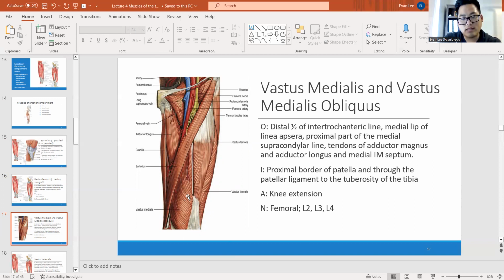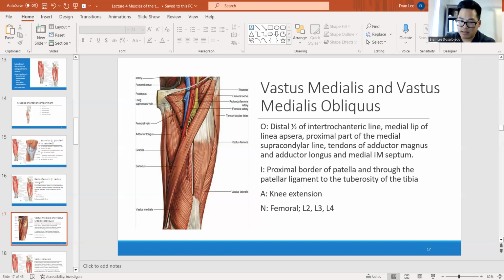But vastus medialis, this is going to go along the back of the femur and the medial side of the femur to go to the intertrochanteric line up on the proximal side of the femur. It's going to go along the linea aspera along the back, and then it's also going to attach a little bit to the tendons of the adductor magnus and longus as well. Even the medial intermuscular septum will be in there as well, but it wraps around the back of the femur, and then it inserts. Once again, very luckily, the insertion is a lot more clear, at the patella via the patellar ligament.